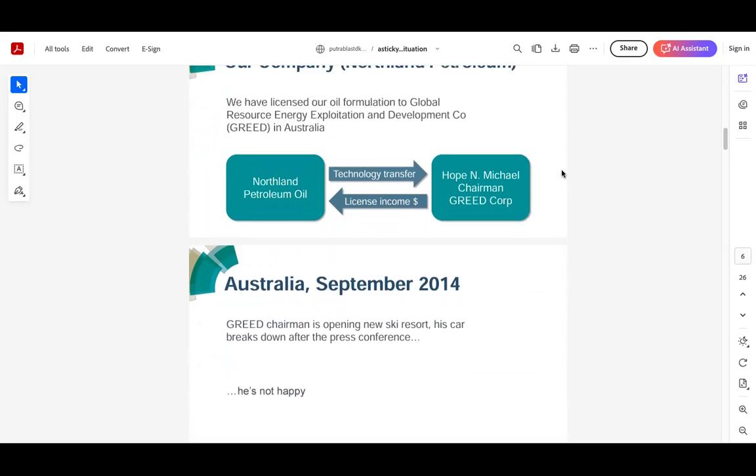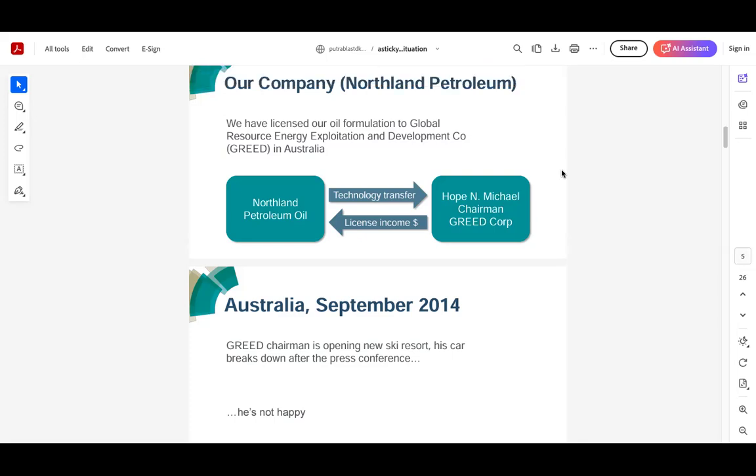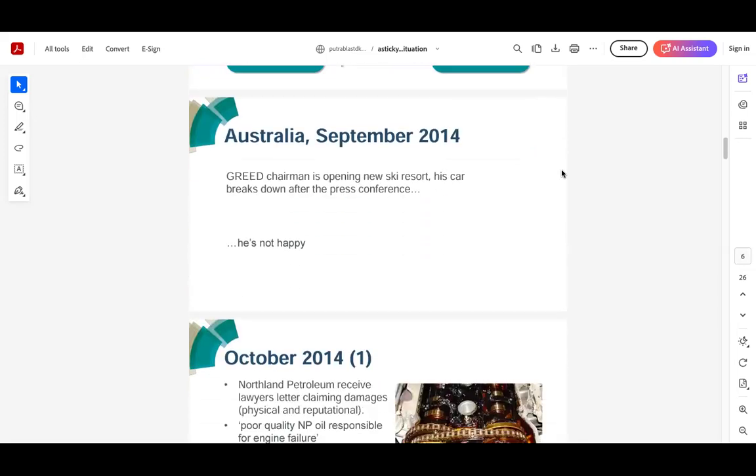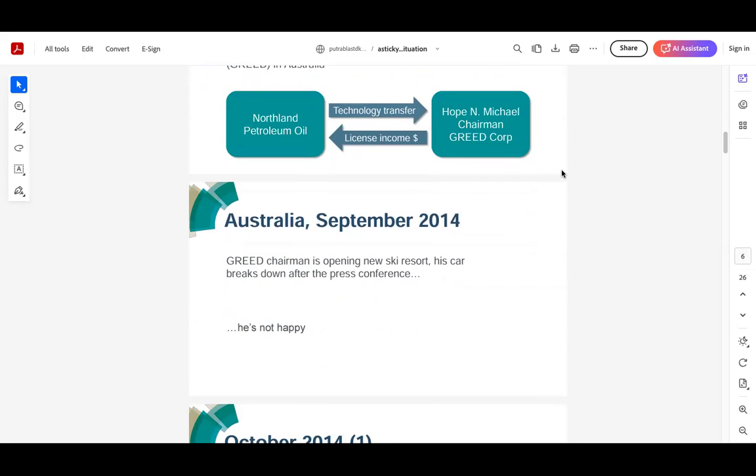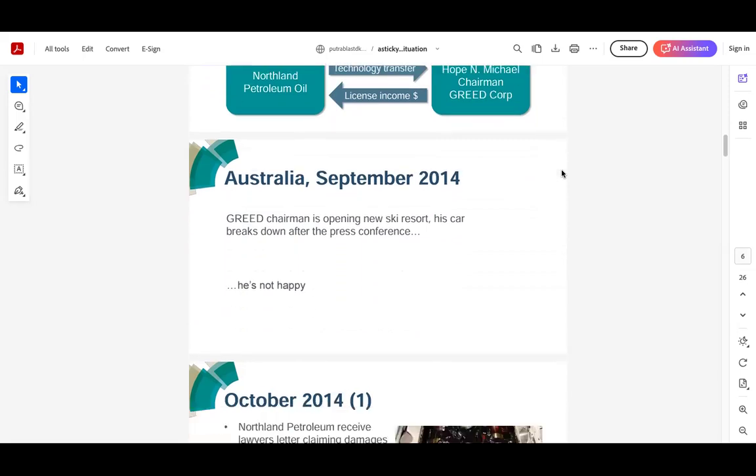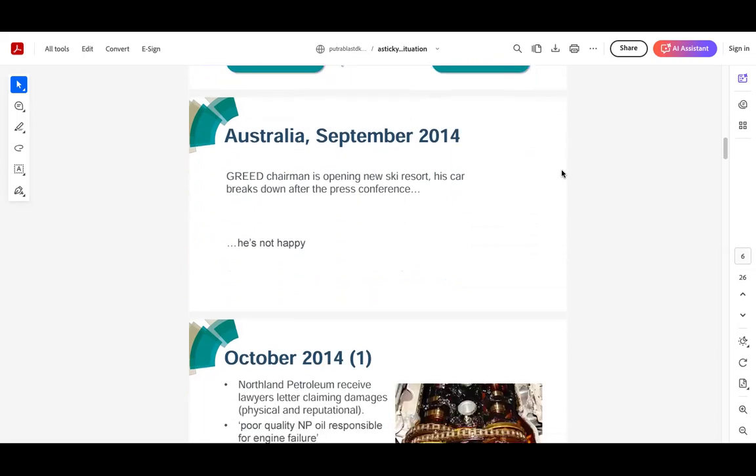So now imagine you have licensed your oil formulation to this company called Grid, meaning that you have sold your technology transfer. The Grid chairman is opening a new ski resort. His car breaks down after the press conference, meaning that he's now using the licensed oil formulation, but his car breaks down. So he's not happy. The Grid chairman is not happy.